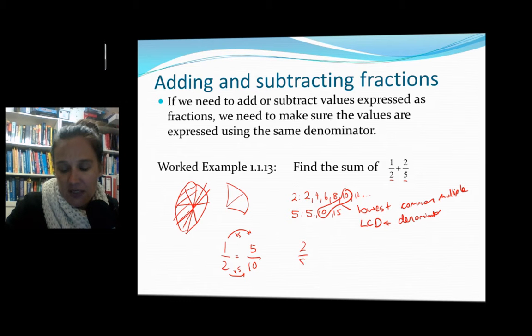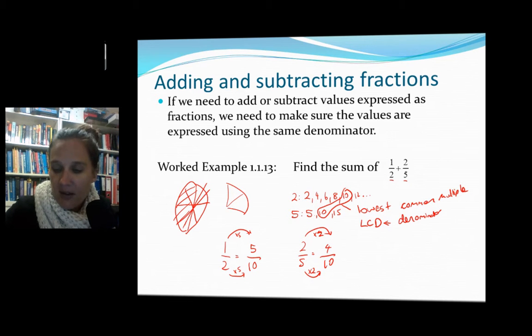And 2/5, we're changing this to a fraction of 10 here. So 5 times 2 gives us 10. 2 times 2 gives us 4. So now a half plus 2 over 5 is the same as 5 over 10 plus 4 over 10. When we're adding our fractions, we need our denominators to be the same, and then we add our numerators. So 5 plus 4 over 10 gives us 9 out of 10 there.